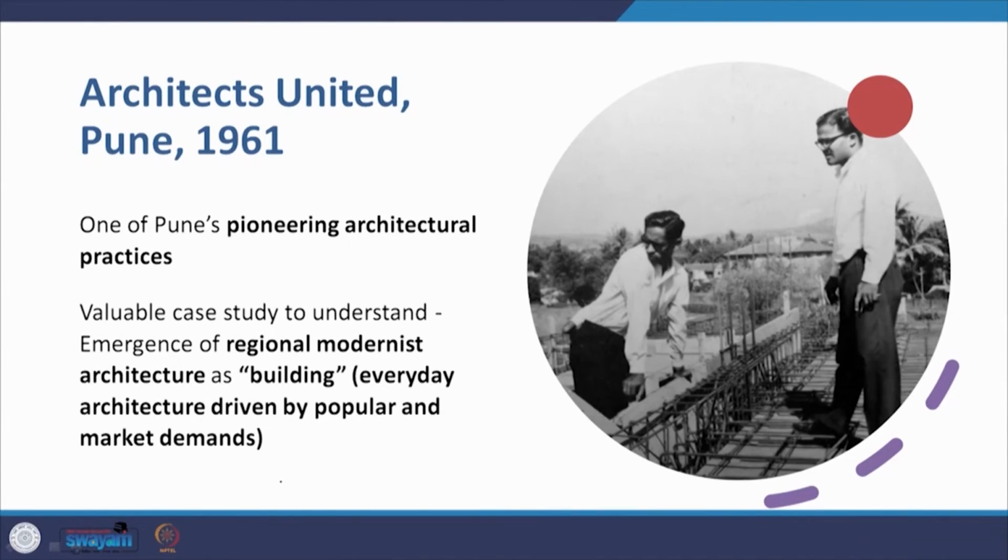Now there's another interesting firm that came up in Pune, Architects United, in 1961, one of Pune's pioneering architectural practices. It's a valuable case study to understand the emergence of regional modernist architecture as building, everyday architecture driven by popular and market demands. Here I am trying to make a difference between the word architecture and the word building, where architecture refers to the work done by iconic architects, iconic works, where a lot of interesting ideas of design, planning, concept, aesthetics and material use are there.